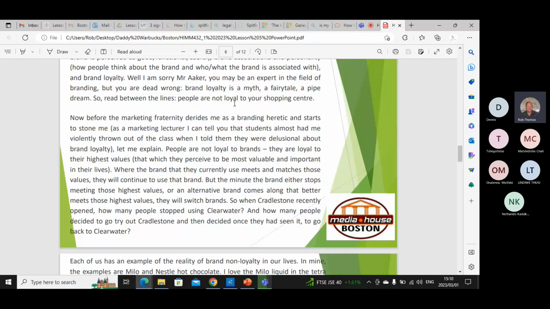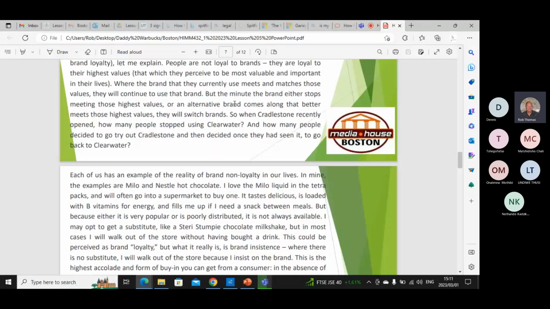So in the context of shopping centers, when Cradlestone, for those of you who know the Joburg market, recently opened, how many people stopped using Clearwater? And how many people decided to go try Cradlestone and then decided once they had seen to go back to Clearwater? Each of us has an example of the reality of brand non-loyalty in our lives.